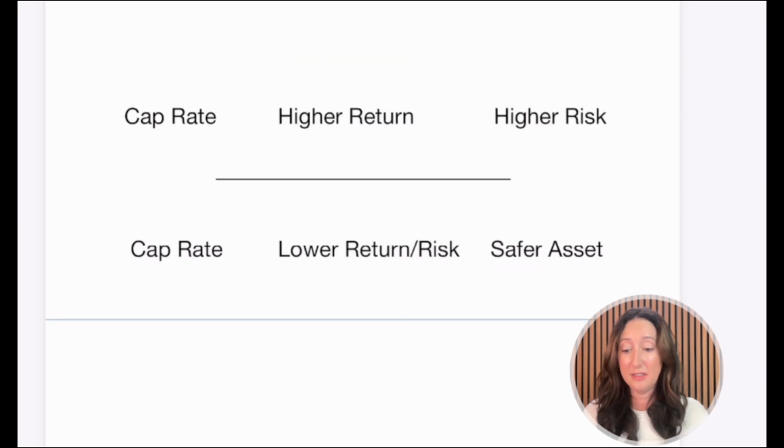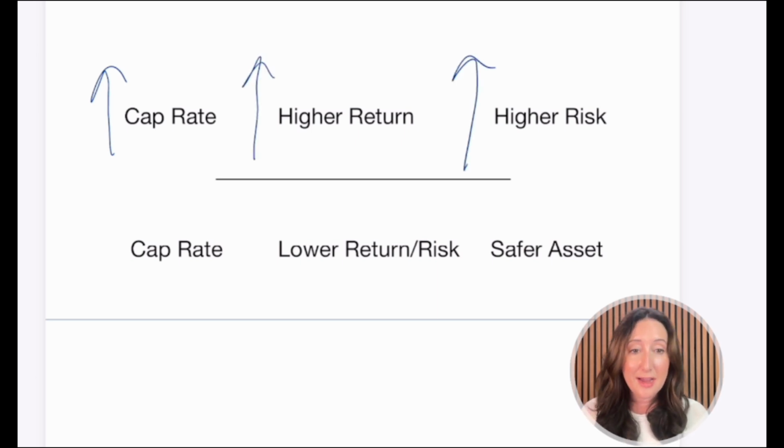So if you're looking at a higher level, a higher cap rate generally will yield a higher return, but it's also going to be higher risk. And then you've got your lower cap rate areas. And if you see a lower cap rate on an investment, generally it means it's lower risk, and it generally means it's a safer asset. This is a way that you can use cap rates to understand the type of asset you're looking at.